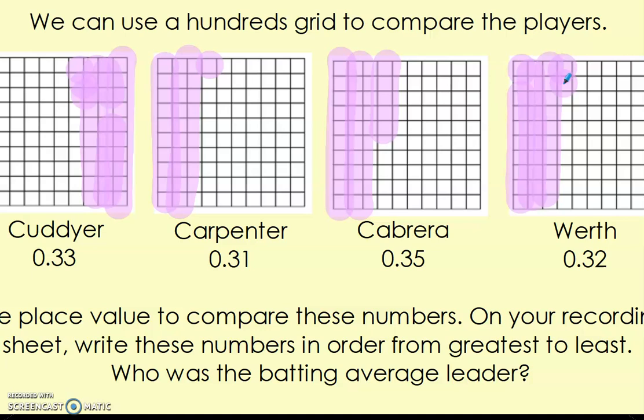So now I can compare these, which one is the greatest to the least. So who is the batting average leader? You can see Cabrera has the most filled in. So he is the leader. He's in first. See if you can figure out the order of the other 3. So the next one would be Kadire at second, Worth third, and Carpenter at fourth.